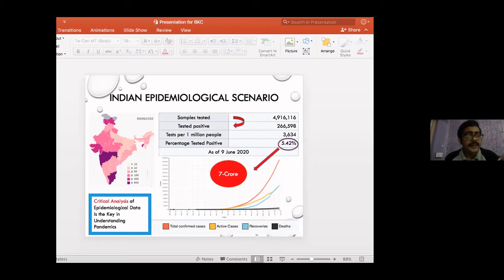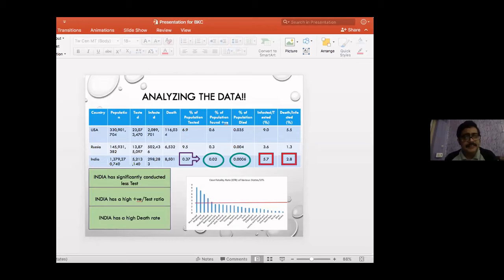So we need to critically analyze the epidemiology data, which is the key in understanding the pandemic, at least in the present situation. While analyzing the data, we have taken three different countries presently, which are all above India in the ranking of COVID-19. USA, which ranks first in COVID-19, has 0.6% of the population tested positive, and 0.035% of the population has already succumbed, that is, died. But interestingly, we can see that infected to tested is around 9%, which is severely higher than other countries if we compare it with Russia, which is actually just half of that in terms of infection.